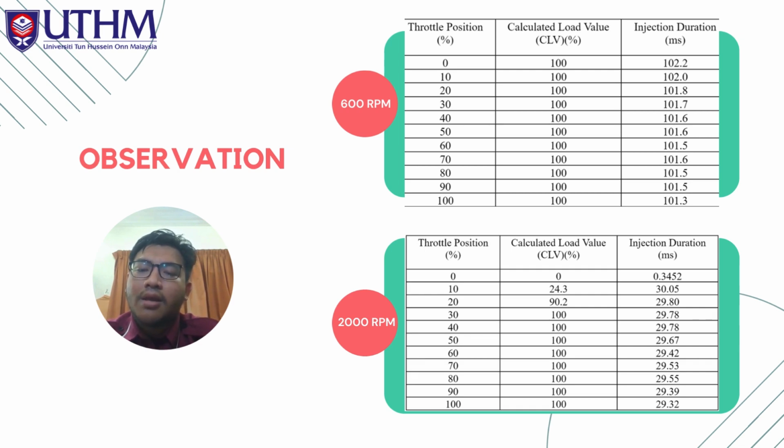At 30% and 40% of total position, the value of injection duration was maintained at 29.78 milliseconds and dropped back from 29.67 to 29.53 milliseconds at 50% to 70% of total position. Next, at 80% of the total position, the injection duration was raised to 29.55 milliseconds. Lastly, the injection duration was decreased to 29.39 milliseconds at the 90% and 100% total position.